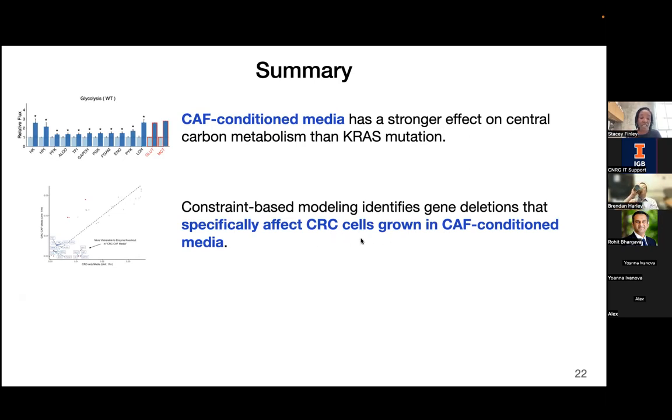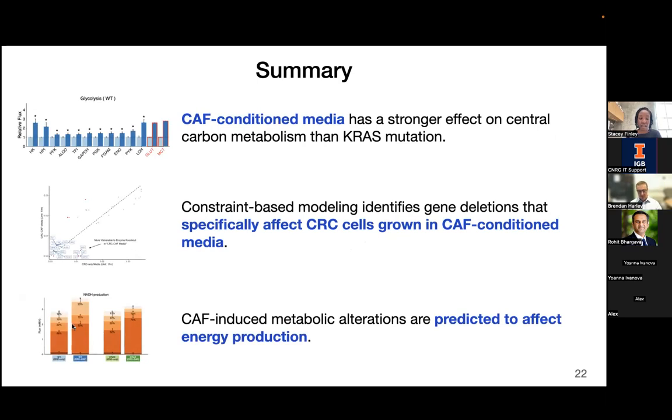So taking advantage of those metabolic vulnerabilities because of the presence of CAF conditioned media. And I didn't have time to show today, but we can also look at how the CAFs promote certain metabolic alterations that also affect energy production. So we've looked at flux through the reactions, but also production of NADH, NADPH, and theoretical maximal production of ATP. And we see that CAFs also influence the production of those species.